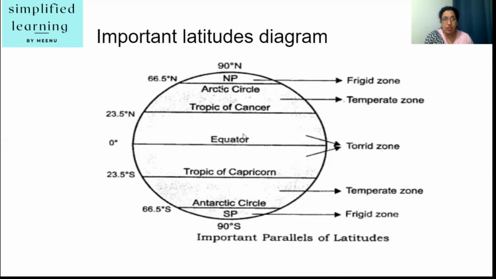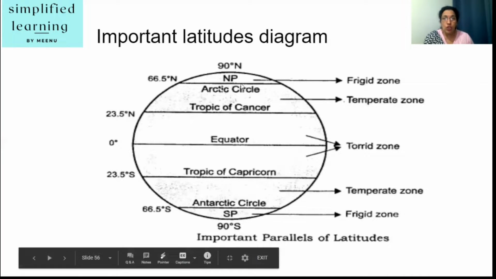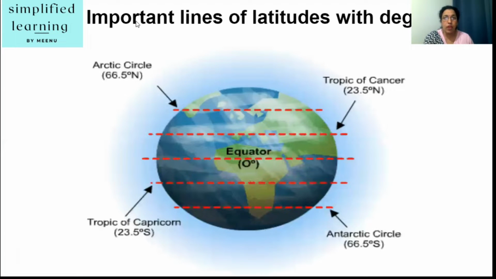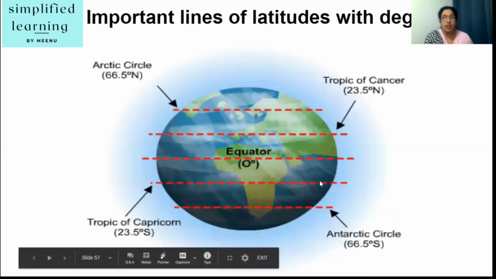So let's talk about the latitudes only. The North Pole is 90 degree north latitude, while the South Pole is 90 degree south latitude. They are, however, points and not lines on the Earth's surface. Clear? So the important lines of latitudes with degrees are shown on the Earth. This is how it looks like. This is the equator, and then Tropic of Cancer, Arctic Circle, and down we have Tropic of Capricorn and Antarctic Circle.